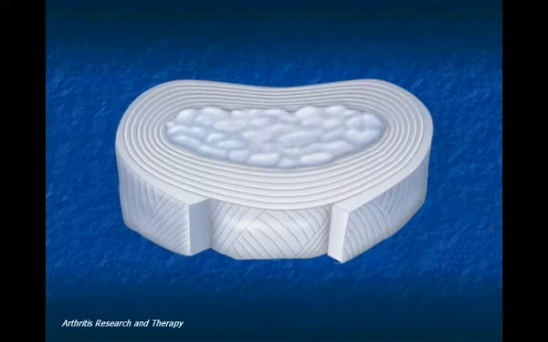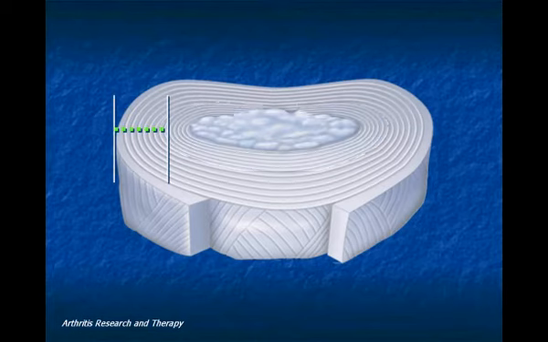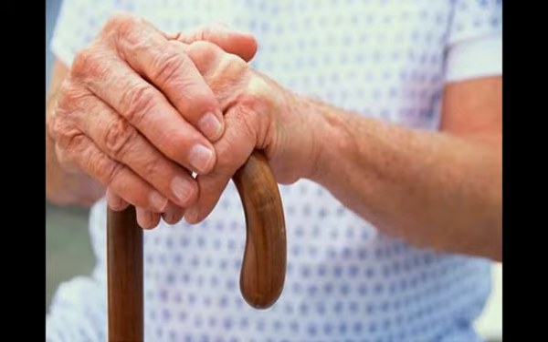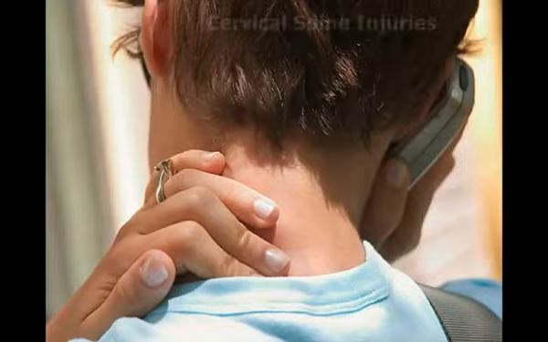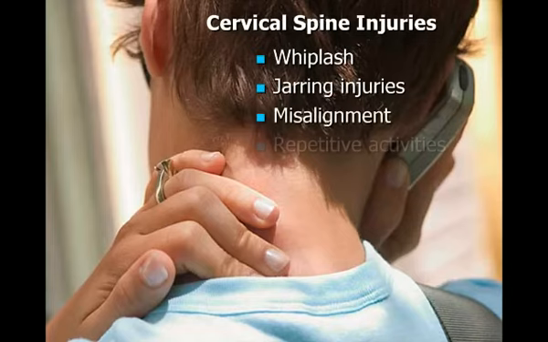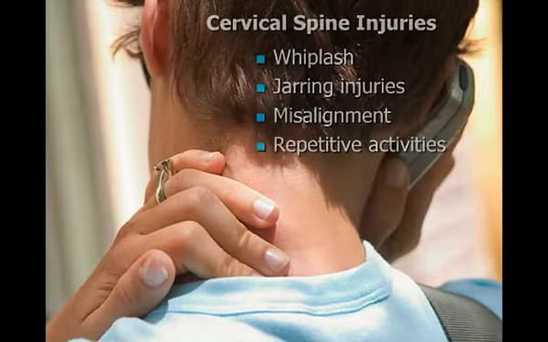According to an article in Arthritis Research and Therapy, as the body ages, the boundary between the two parts of the disc becomes less obvious, and with increasing age, the nucleus or center of the disc generally becomes more stiff and fibrotic and less gel-like. The loss of this gel-like structure in a disc has a major effect on the disc's load-bearing ability. Injuries to the cervical spine caused by a whiplash, jarring injuries to the neck, misalignment, or repetitive activities can increase the onset of disc degeneration.